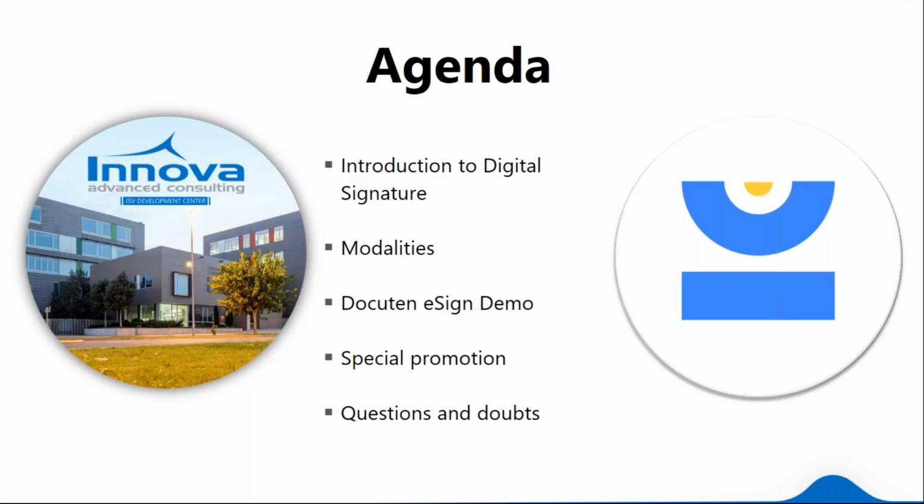This is just a brief agenda for today's session. We will introduce the digital signature, the concept itself, and what types of digital signature can we use with the platform. Then we will move to the different modalities we can use Docuten eSign, depending on the ERP and also if it's an online web portal use. Then we will move to a short demo of Docuten eSign. I will present a brief summary of the distribution partner model and also the special promotion, discount promotion we have until the end of the year. And finally, we will introduce some questions and doubts.